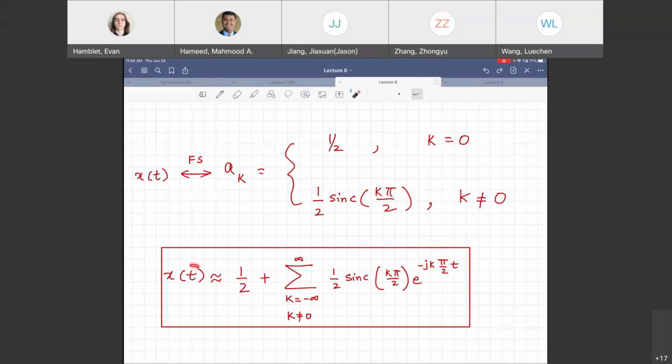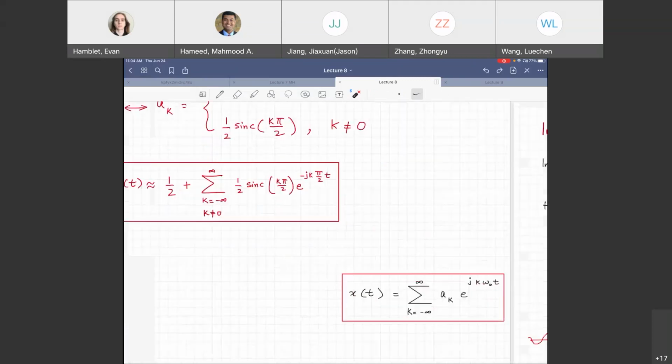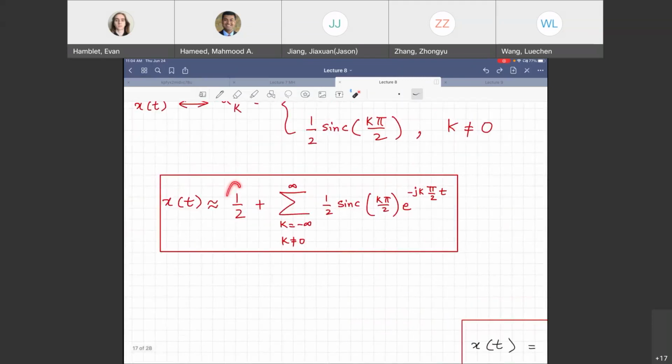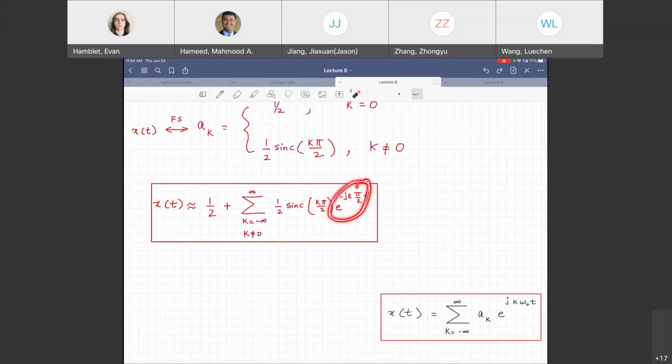Now, if you switch it around, you can write x of t as, you remember this formula, once you have the Fourier series coefficients, you can write the periodic signal as the summation of all those projections. So once you have the a sub k, you can do this. I have pulled out the half over here. That was corresponding to k equals 0, because when k equals 0, this guy would have been a 1. So I can pull out the half over here. That's your DC term. All the other terms, when k equals negative infinity all the way up to infinity, apart from k equals 0, can go in here. Half sinc k pi over 2 for the a sub k. E to the j k omega naught t remains as is.